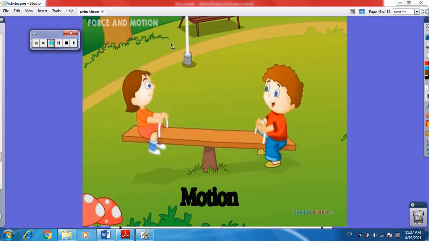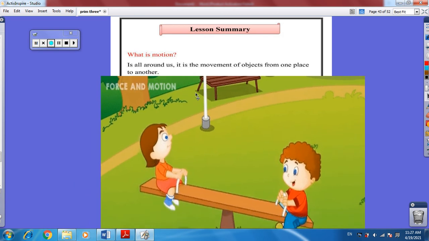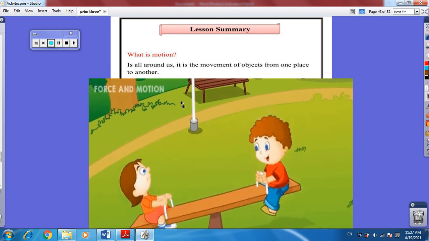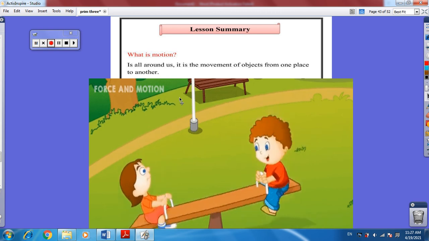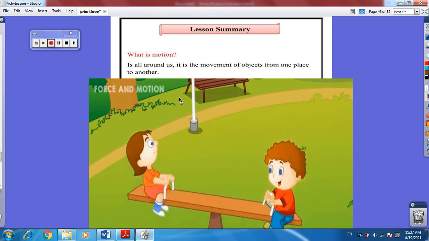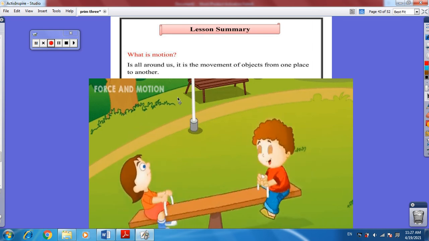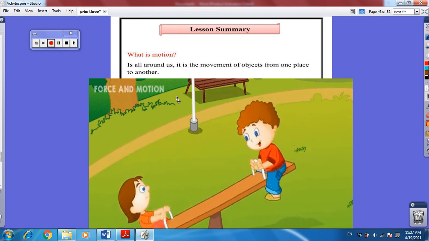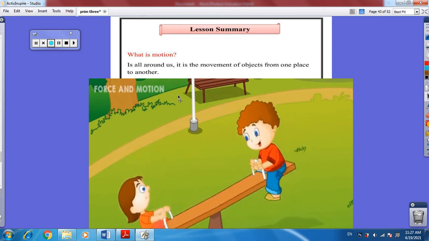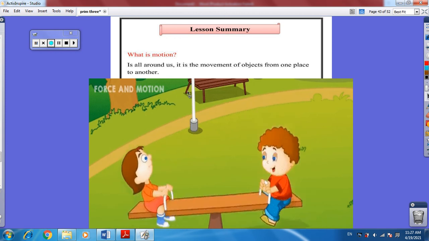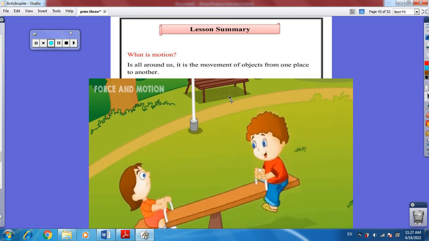Miss, can you show me this definition? Yes, of course. What is motion? Motion is all around us and it is the movement of objects from one place to another place. Motion is when I change the place or the position of any object. For example, when you move in the classroom from one chair to another chair, this is called motion.